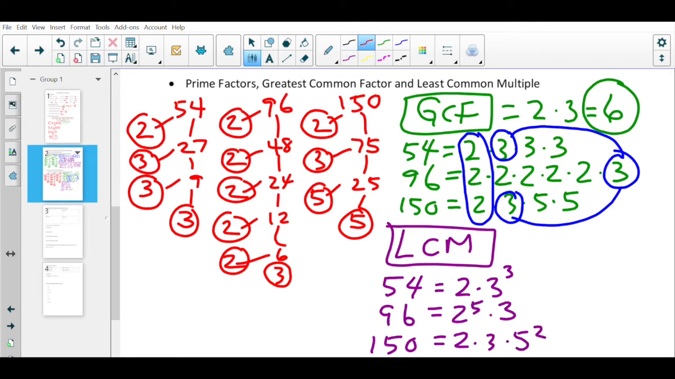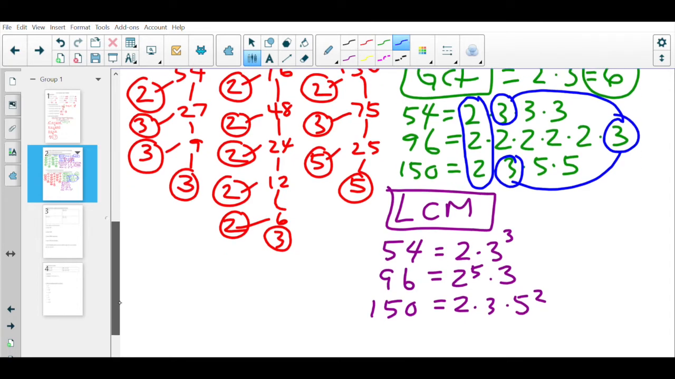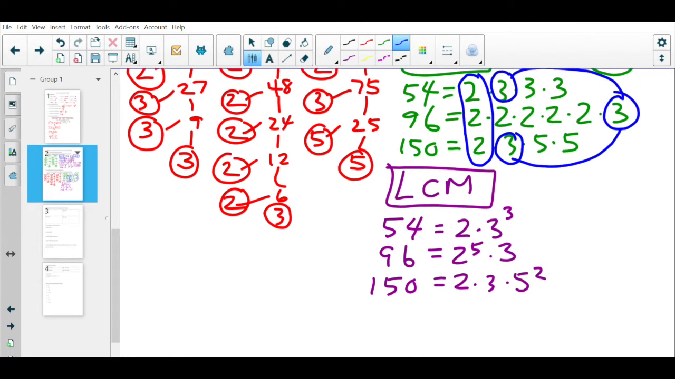So for the least common multiple, again, we're selecting the highest power of each prime number. So of the 2's, what's the highest power? It's 2 to the 5th. Okay? So we're selecting the highest exponent of each prime number, so that's 2 to the 5th, and we'll multiply them together. So that's the 2's.